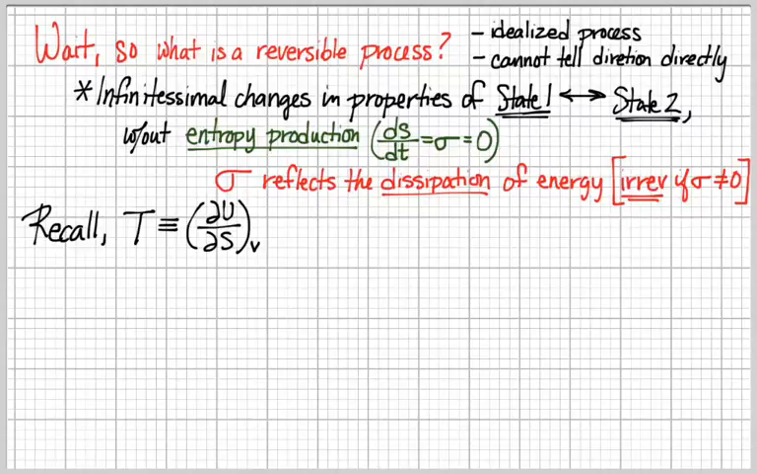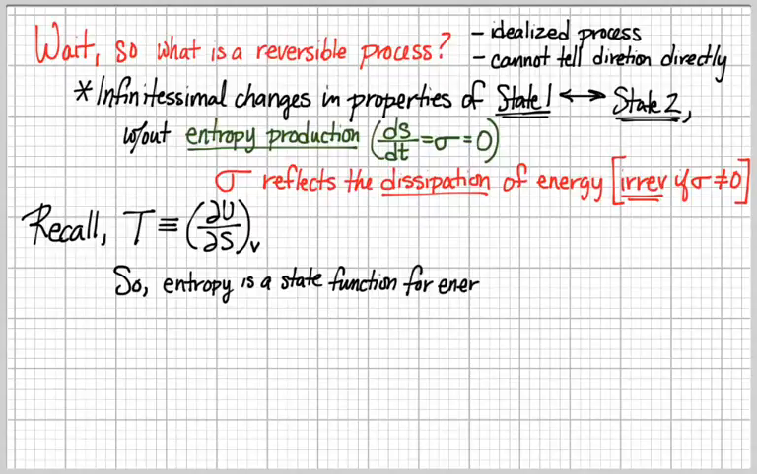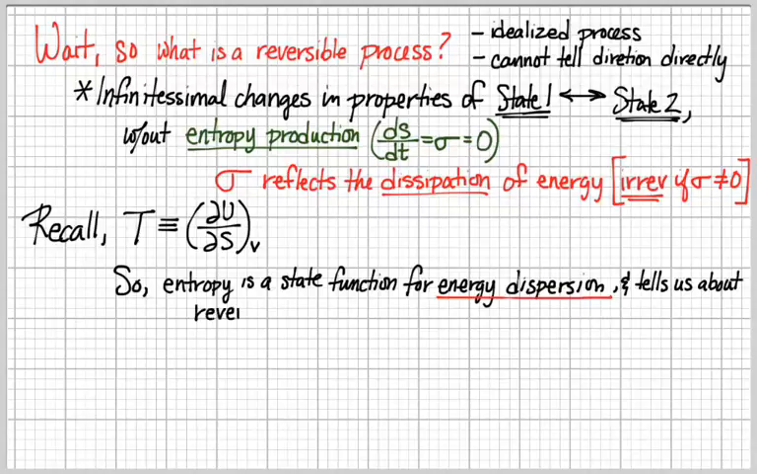Mathematically, if I look at our initial discussion of the mathematical relationship of temperature, it's the partial change in internal energy with respect to the partial change in entropy at constant volume and moles. And so if I look at this, I see entropy's right in there. And I see that entropy is a state function, but it's a state function for energy dispersion, the dissipation, the spreading out of energy. And it's an intimate term for informing us about the reversibility or irreversibility of a process, going from initial state 1 to final state 2.